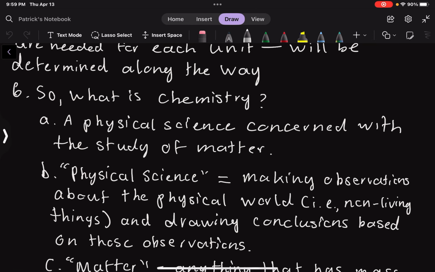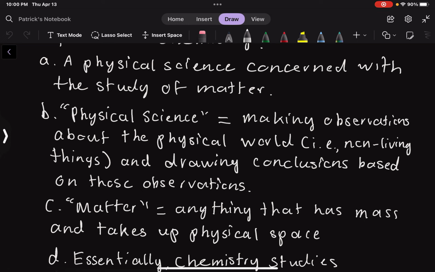A good place to start this series is by defining the word chemistry. In other words, asking ourselves the question, what is chemistry? Chemistry can be concisely defined as a physical science concerned with the study of matter. Because this is a technical definition, it's a good idea to break this down a little bit further.